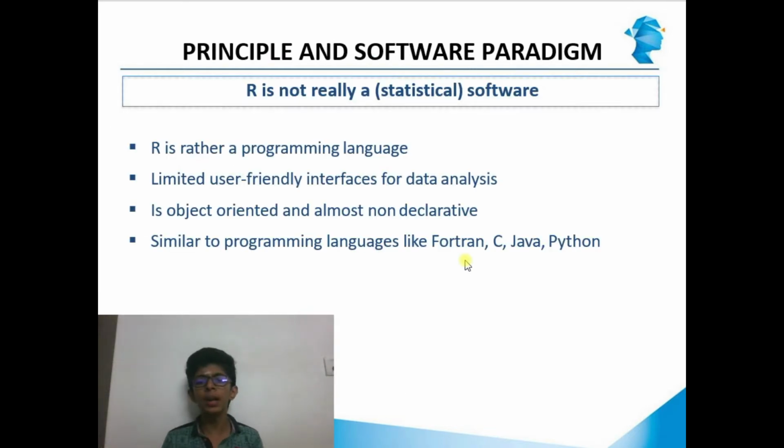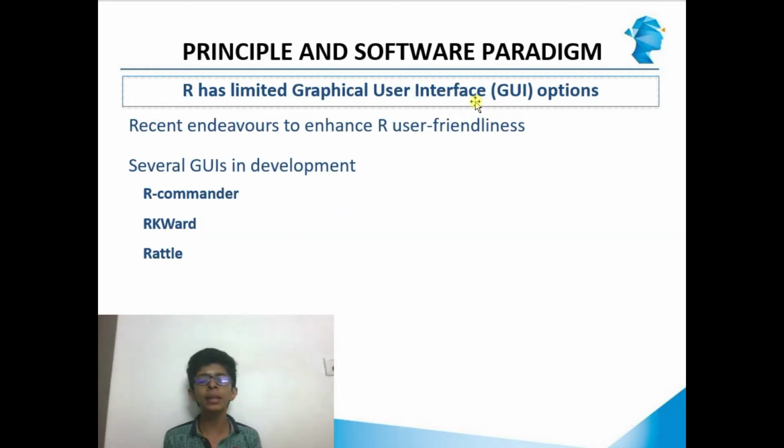Here, principle and software paradigm. R is not really a statistical software. R is a programming language, as you know, with limited user friendly interfaces for data analysis, and it is object oriented, as I said before, and almost non-declarative and simple, similar to programming languages like Perl, C, Python, Java. Okay, and R has a limited graphical user interface, GUI. These are the best functions I have ever seen in R.